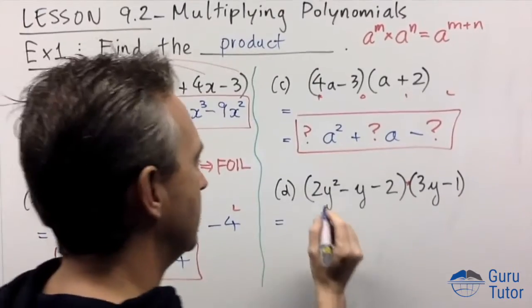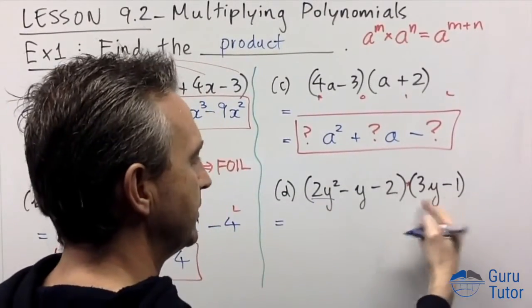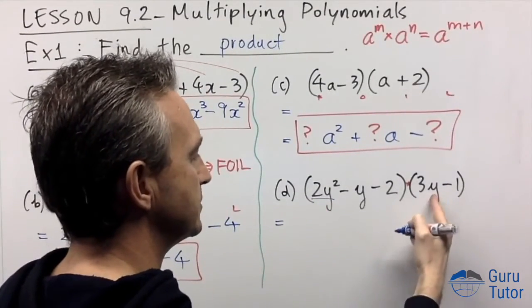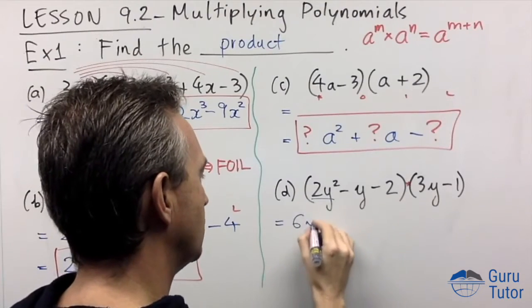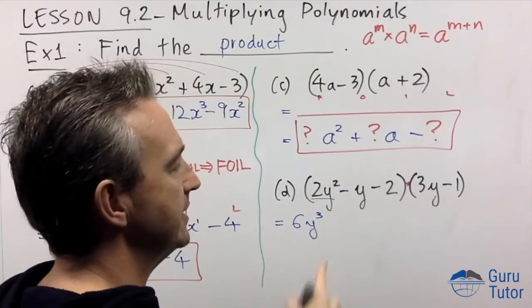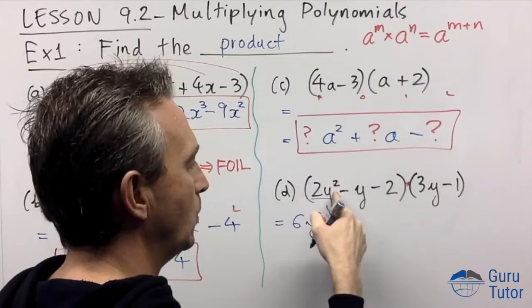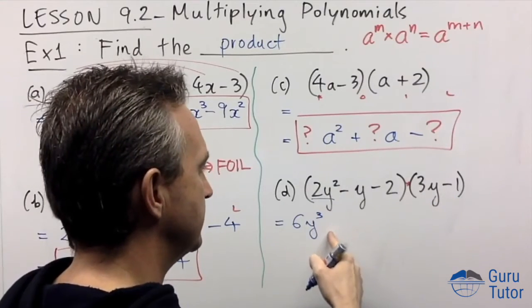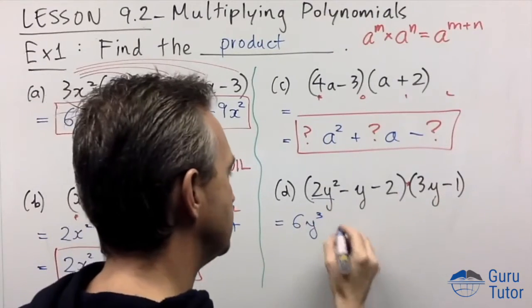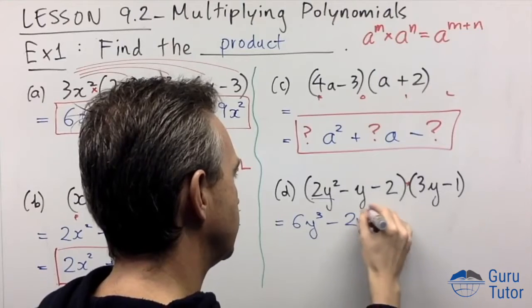So let's do it. I'm going to multiply 2y squared into both of these things. So 2y squared times 3y is going to be 6y cubed. Okay, can you see that? 2 times 3 is 6. y squared times y is y cubed. And then 2y squared times minus 1 is minus 2y squared.